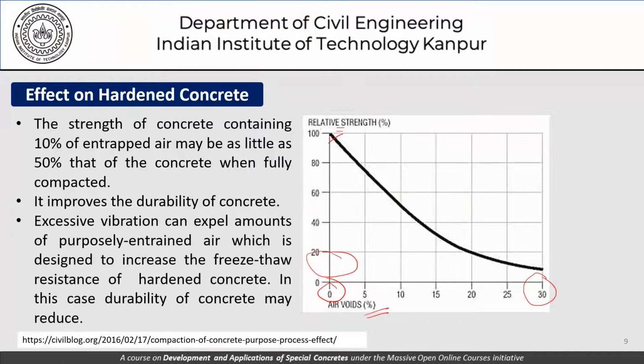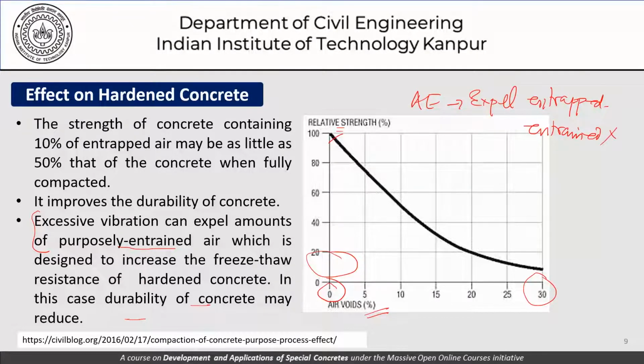Excessive vibration, of course, can expel the amounts of purposely entrained air, which is designed to increase the freezing-thaw resistance of hardened concrete, and in that case the durability may be reduced. So especially when we are dealing with air entrained concrete, we should be careful that we are expelling only the entrapped air, because if we continue to vibrate beyond that point, even the entrained air will try to escape, and this is something which we do not really want.